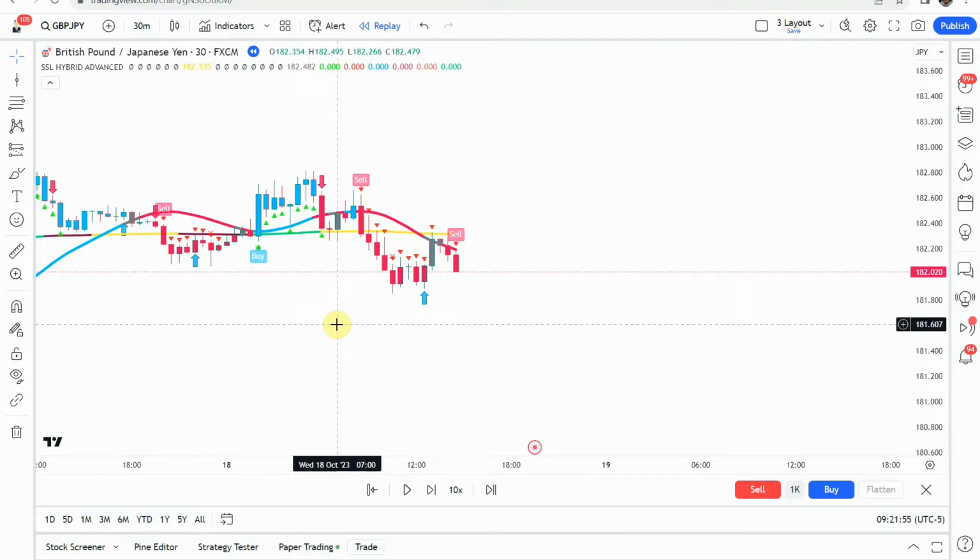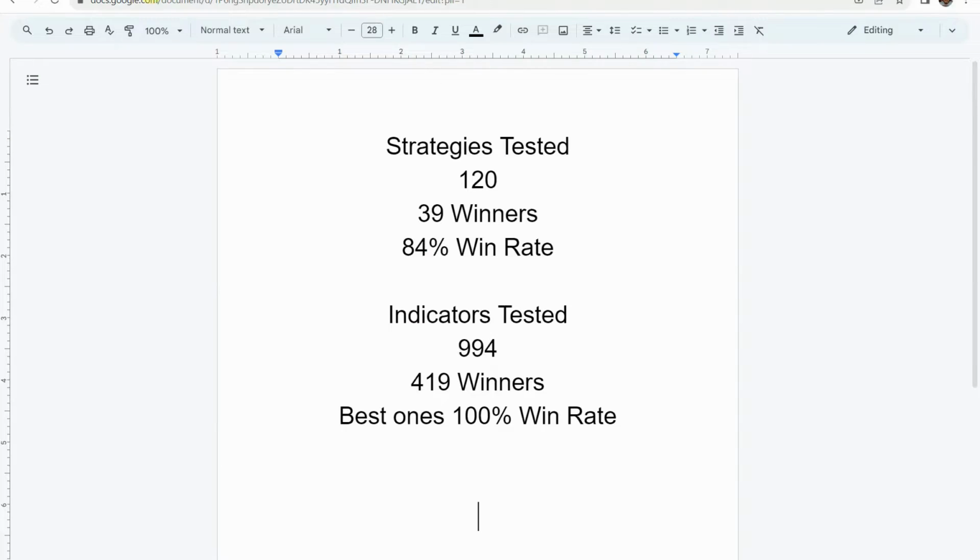Alright, as I said, today we will be testing a trend following strategy. Before we do though, I wanted to put the testing scoreboard up for everyone to see. To date, we have tested a total of 120 different strategies, with 39 of them being winners. The best one so far was able to achieve an 84% win rate. That is the Academy of Forex strategy with the Z-score probability indicator. We have also tested a total of 994 indicators, with 419 of them being winners.